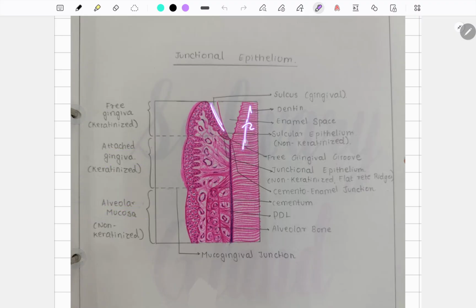This is the sulcus, dentine, enamel, then sulcular mucosa which is non-keratinized. Then there is the free gingival groove which separates free gingiva from attached gingiva, and this is the junctional epithelium over here. Rest all, like cementum, PDL and alveolar bone, is also present.